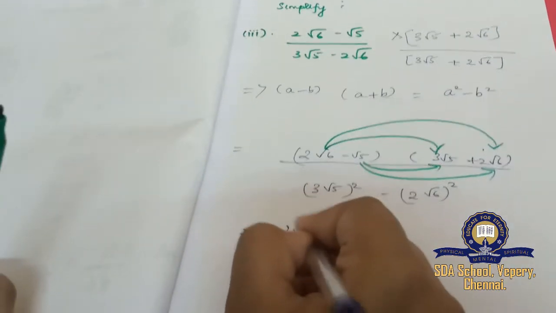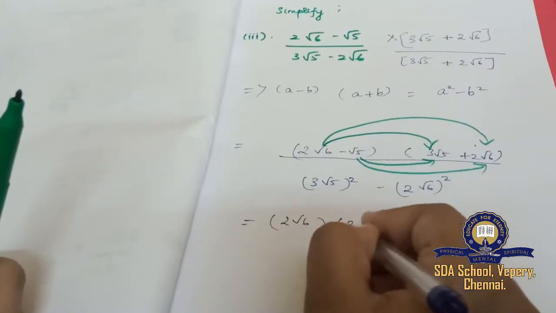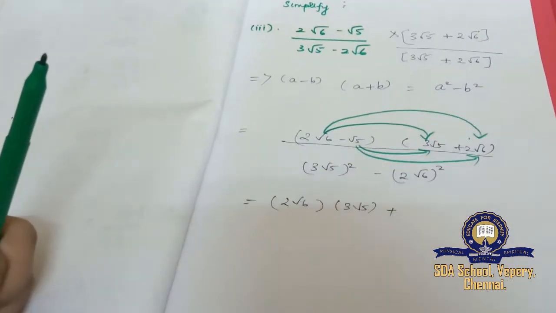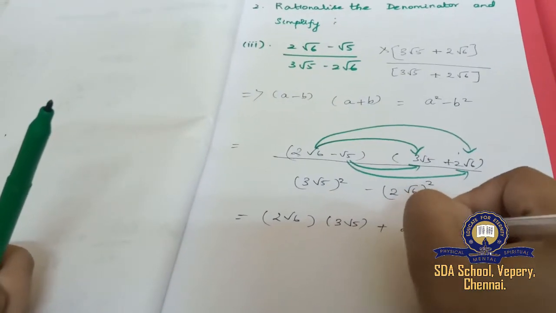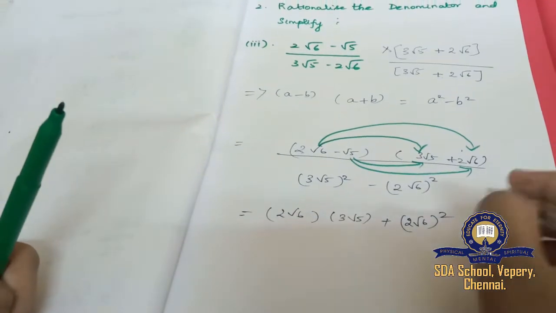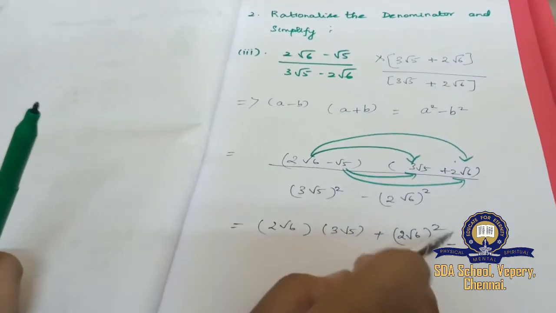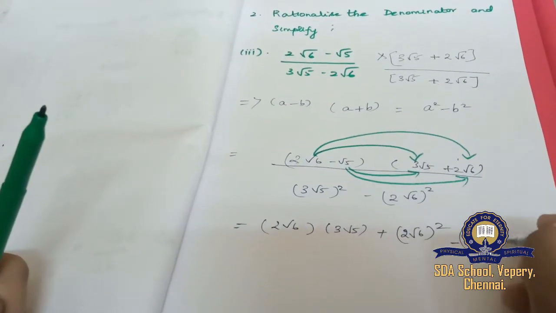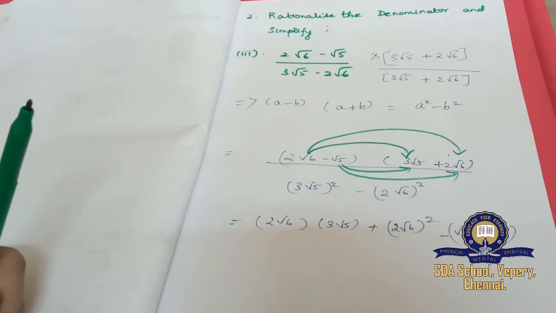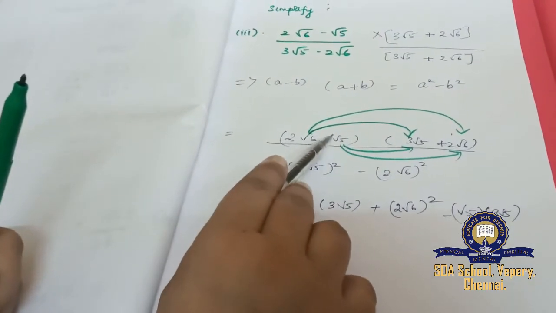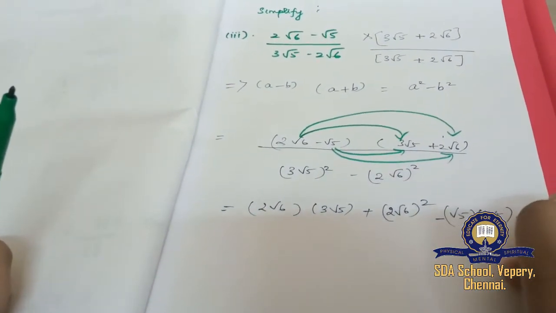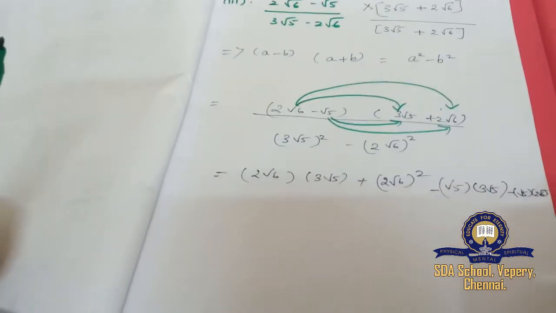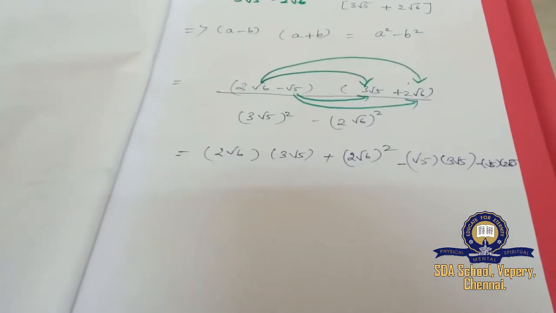2√6 into 3√5, done. Then plus 2√6 into 2√6, I can write it as (2√6) the whole square. Yes, students. Then minus, because minus is over here, √5 into 3√5. Got it? Then minus √5 into 2√6. Am I making sense to you all?